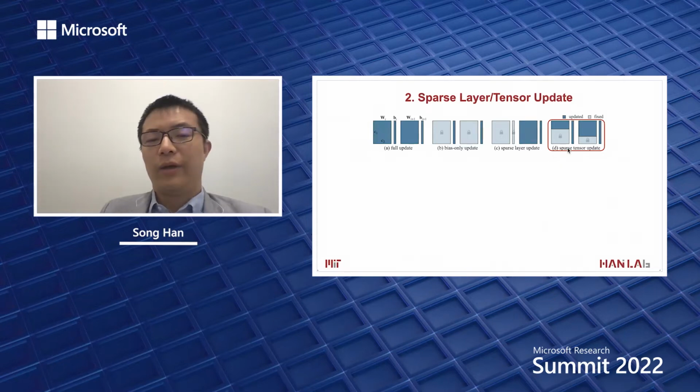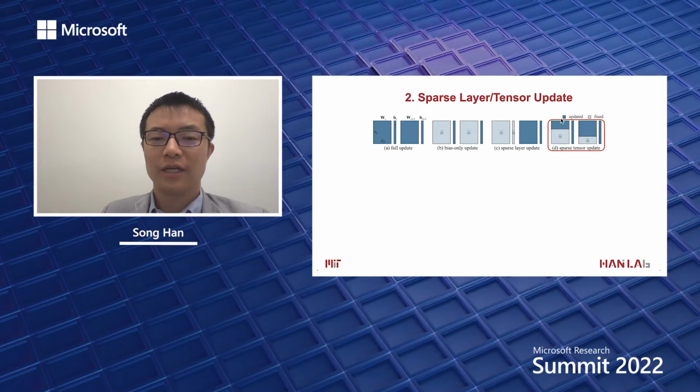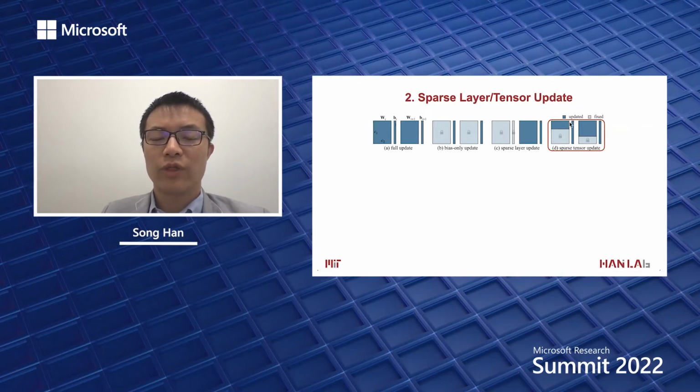And going one step further, we can enable this sparse tensor update. Even within a weight tensor, we can partially update, say, the first one third or the first 3/4 of the weight. And the remaining weights are kept the same so that the corresponding activations don't need to be stored in memory.